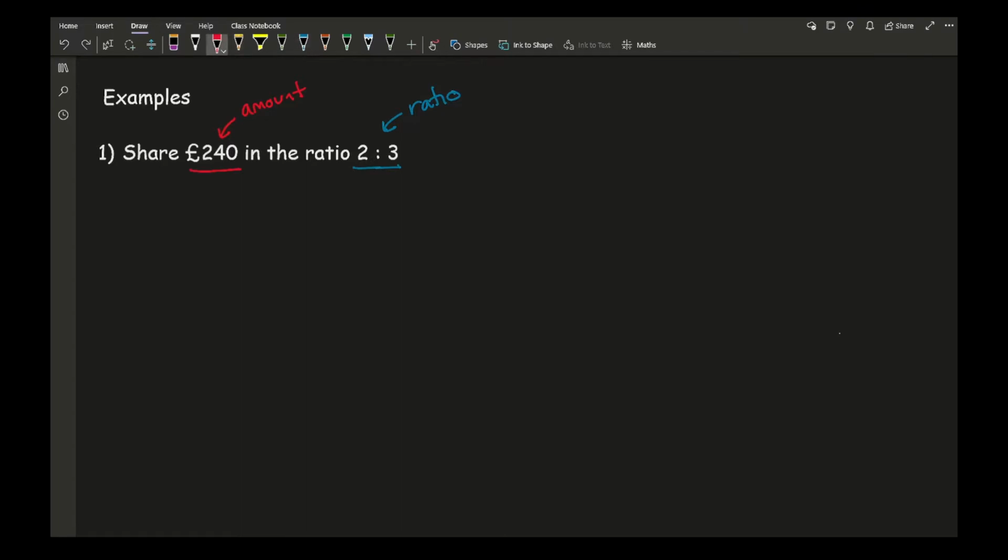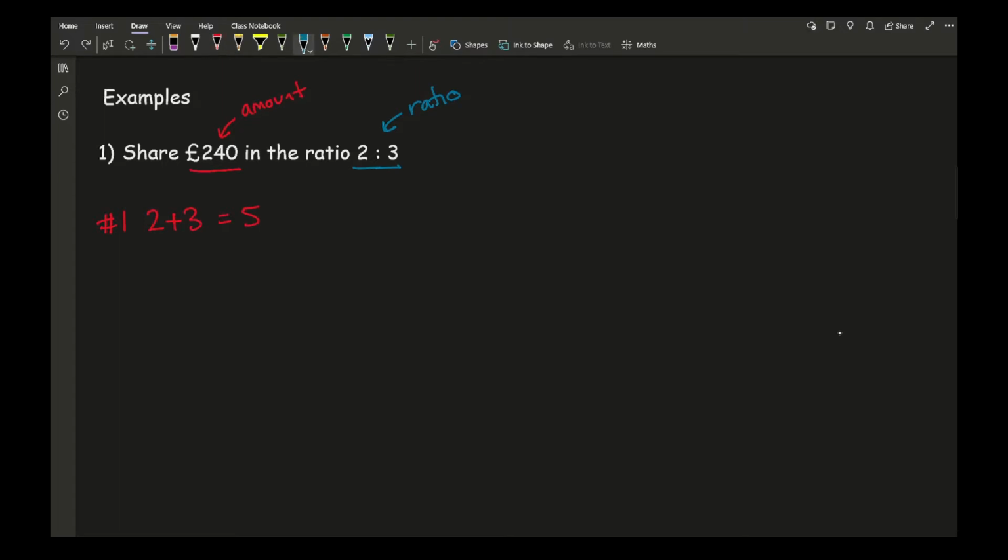So again, the first thing we need to do is step 1. With step 1, all we need to do is add the numbers in the ratio. You could easily do this in your head, you don't necessarily have to write it down, but technically what we're doing is working out the total number of parts. So here in the ratio we've got 2 to 3 parts, so in total we've got 5 parts.